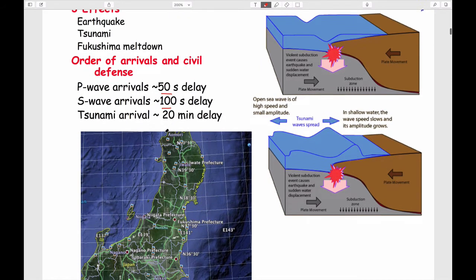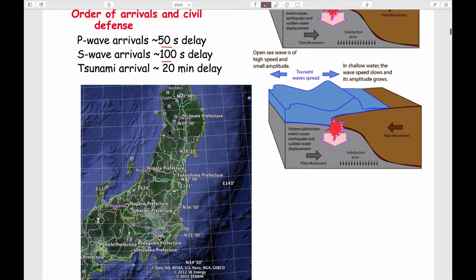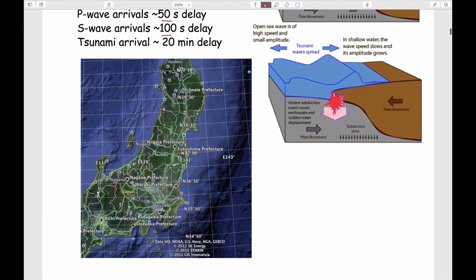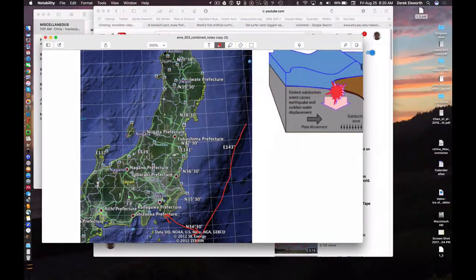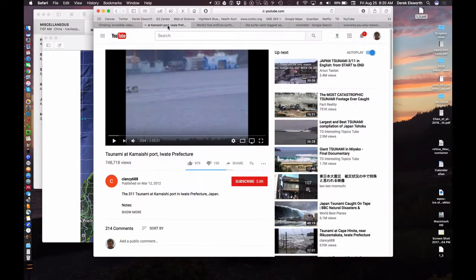If the tsunami is traveling at 300 kilometers an hour, and it's offshore by 100 kilometers, here's the trench right here. And so this is the distance that we're talking about here. Then it should take something like 20 minutes. And so what we can do, and what we will do, is we can go back to look at some of the events of that day, that fateful day.